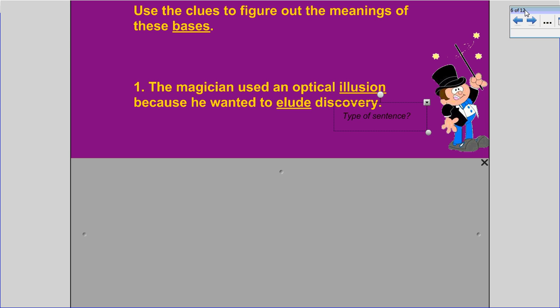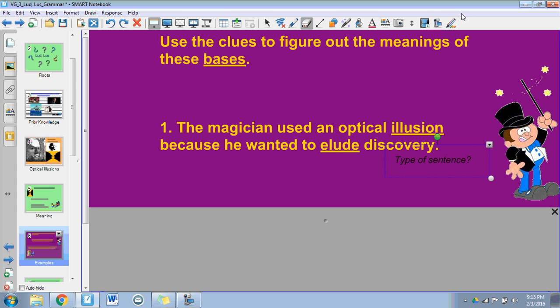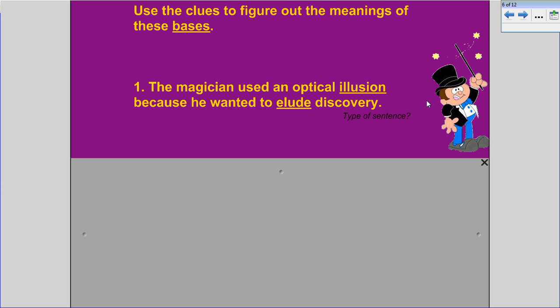All right, so here are the first 2 words that we are going to look at. First word is illusion, and the second word is elude. Please write these down in the section in your graphic organizer. The magician used an optical illusion because he wanted to elude discovery. Knowing that an illusion is usually some sort of trick, what do we think the word elude means?